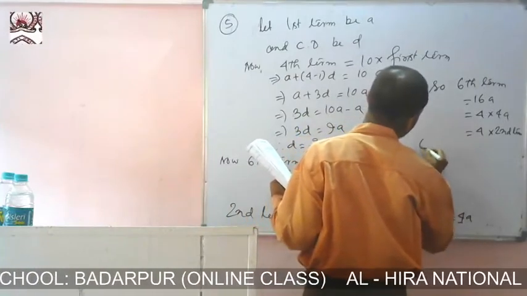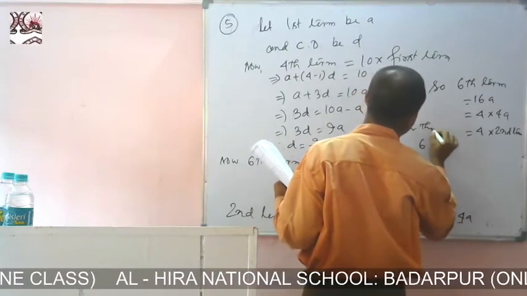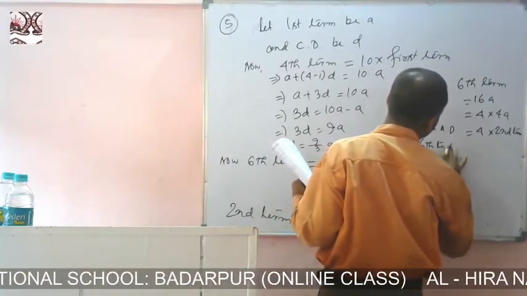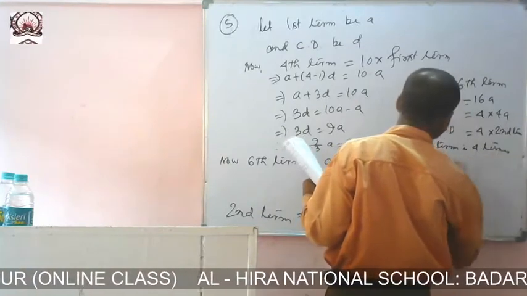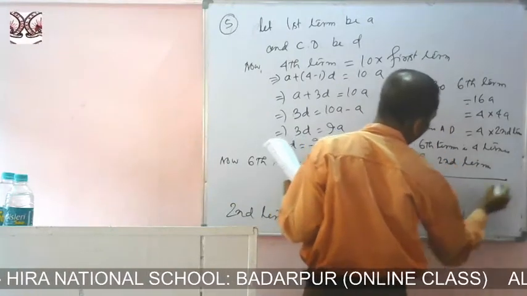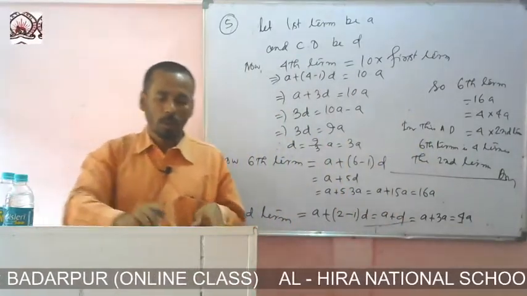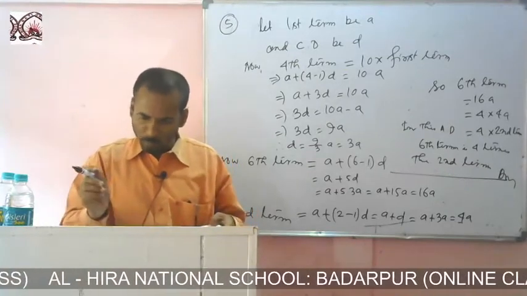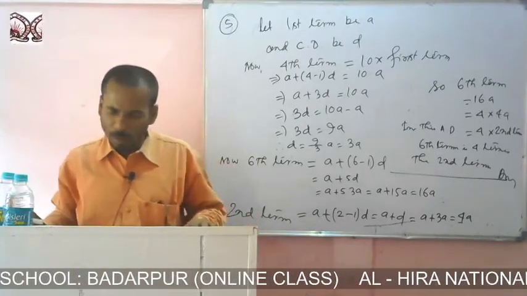So we can say in this AP the sixth term is 4 times the second term. This one is the answer. You see and clarify yourself. Number 5, and then number 6.